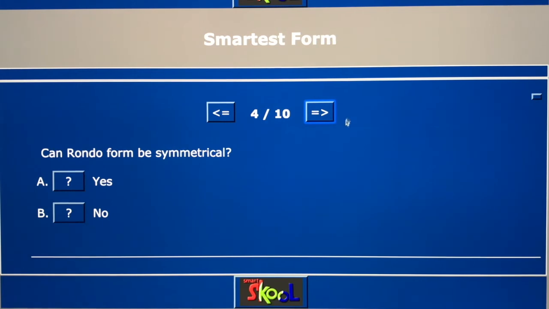Question number 4, just 2 options this time, A or B. Can rondo form be symmetrical? A, yes, or B if you think no.